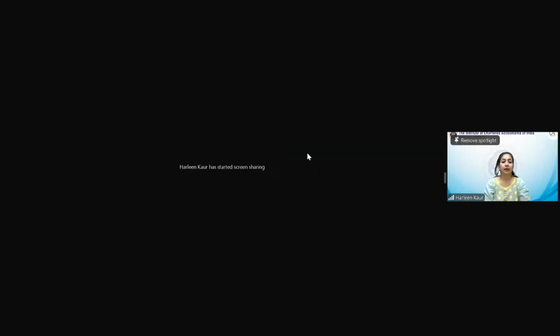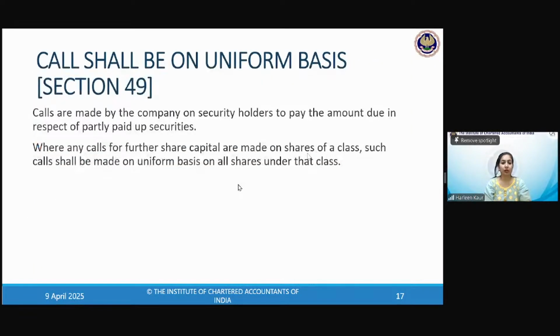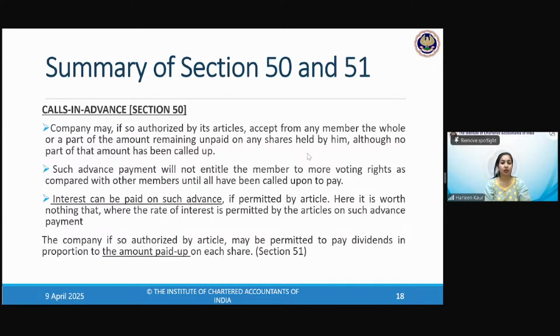So let's proceed ahead. We have completed variation. Calls should be on a uniform basis. Section 49. The summary of Sections 50 and 51 tells you that for any calls in advance that have been made, you will not get the voting rights for that. Advance payment will not give you rights ahead of the others. However, interest can be paid on such amounts.